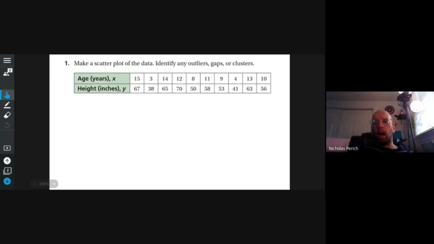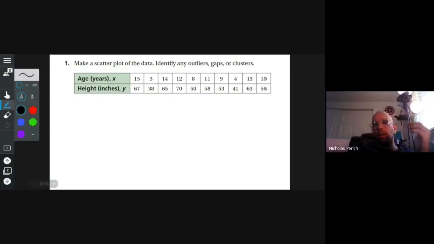Make a scatter plot of the data. Identify any outliers, gaps, or clusters. All right, so what we haven't had to do a lot is actually make scatter plots. You won't have to do that on the test. Well, I don't think you'll have to do that for the test, at least not for the virtual test, which is why I'm making this video.